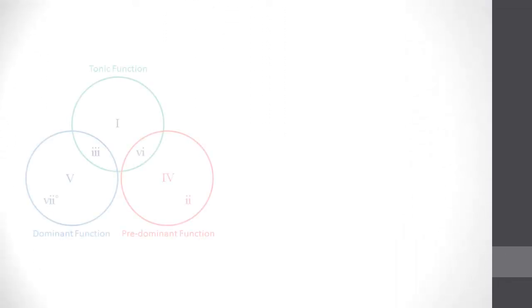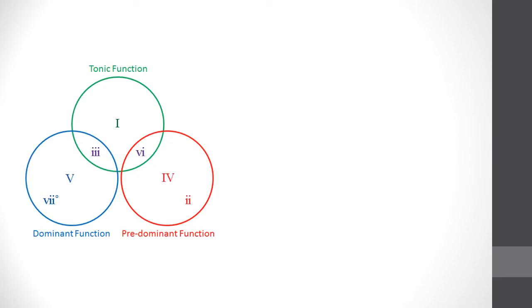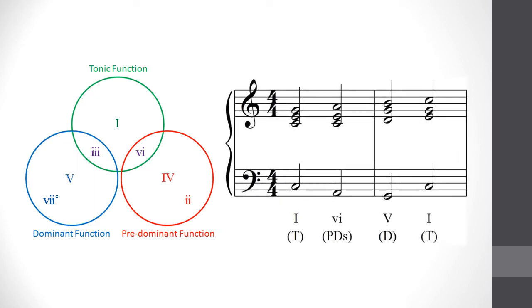Next, choose a chord from each circle and then play them in clockwise order, beginning and ending with the tonic function circle. From the tonic function circle, let's choose 1 as our starting point. From the predominant function circle, let's choose the predominant substitution chord, 6. From the dominant function circle, let's choose the standard 5. Returning to the tonic function circle, let's choose 1 as our end point. Here's a musical example to illustrate.